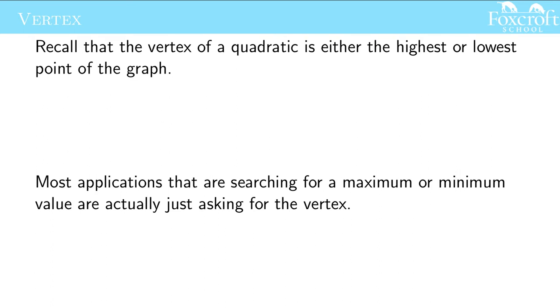Recall what the vertex of a quadratic is. It's either the highest or lowest point on the graph. If it's going down, it's the highest point. If it's going up, it's the lowest point. And when we're doing a lot of applications, we're going to be searching for a maximum or minimum value. Well, maximum just means you're at the highest point. Minimum just means you're at the lowest point.